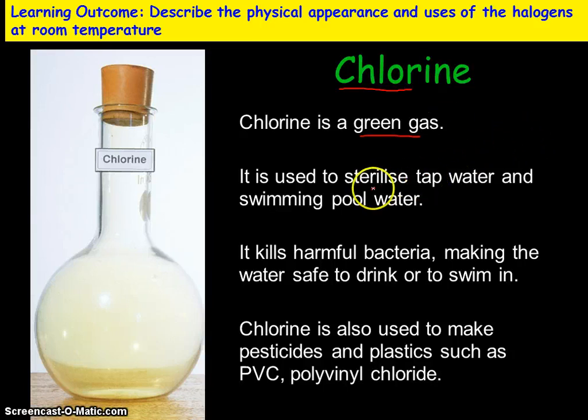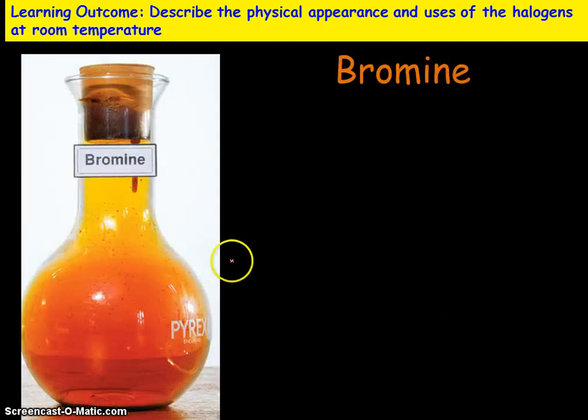Now, chlorine is used to sterilise tap water and swimming pool water, and this is because it kills harmful bacteria and hence makes it safe to drink or to swim in. We also use it to make pesticides and plastics such as PVC, which is polyvinyl chloride, an important commercially available plastic. The next one down the group is bromine.